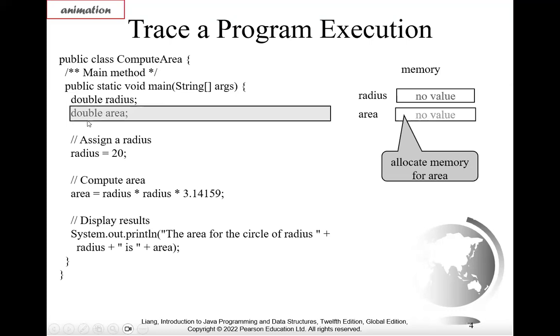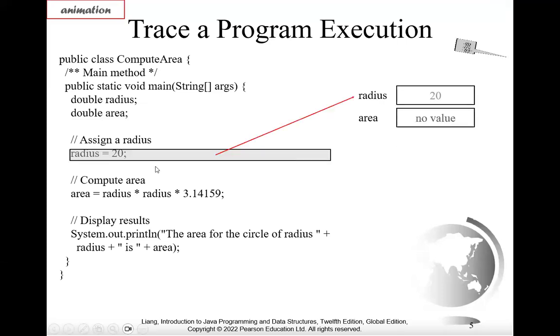Now we evaluate the next line, double area. It's the same thing as what we have here. Area is created, memory is allocated, but no value. Why? Because it's just a declaration. There is no value. All right, so we move to the next part. What is going on here?